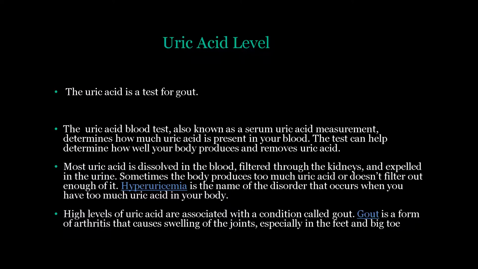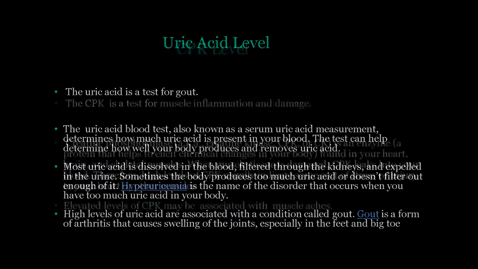Uric acid level. The uric acid is a test for gout. It is also known as the serum uric acid and determines how much uric acid is present in your blood. The test can help determine how well your body produces and removes uric acid. Most uric acid is dissolved in the blood, filtered through the kidneys, and expelled into the urine. Sometimes the body produces too much uric acid and doesn't filter out enough of it. Hyperuricemia is the name of the disorder that occurs when you have too much uric acid in your blood. High levels are associated with a condition called gout. Gout is a form of arthritis that causes swelling in the joints, especially the feet and big toe.